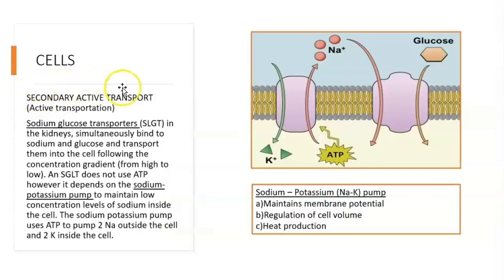Secondary active transport, in this case, will use 2 transporters. Here you can see you have one transporter, another transporter. If you transported all these things inside, now from inside, you're going to move it outside through these other transporters. Very important is the sodium-potassium pump. It is a very important transporter because the sodium-potassium pump maintains the membrane potential, regulation of cell volume, and heat production.